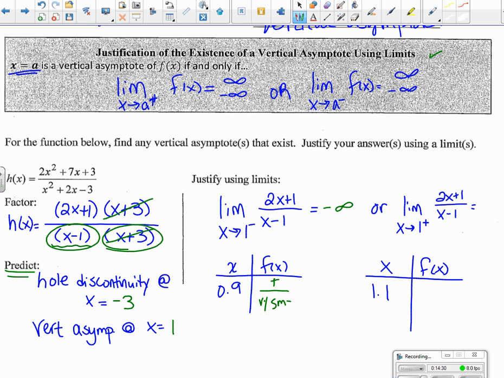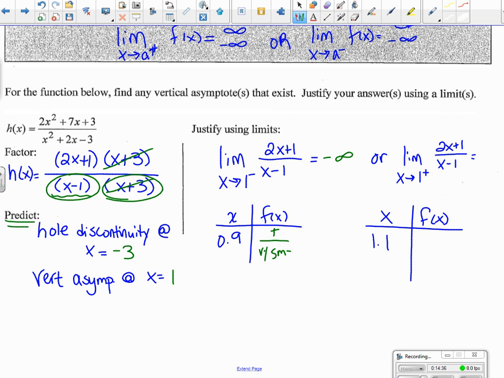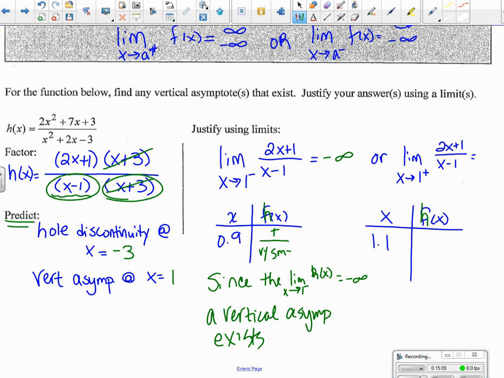And up here, it already said, if I head to infinity or negative infinity, I know I have a vertical asymptote. So I could say since the limit as x approaches 1 from the left of this function, which is h of x, is equal to negative infinity, since that's true, a vertical asymptote exists at x equals 1. And that would be enough justification right there. But let's see what's happening on the other side of 1.